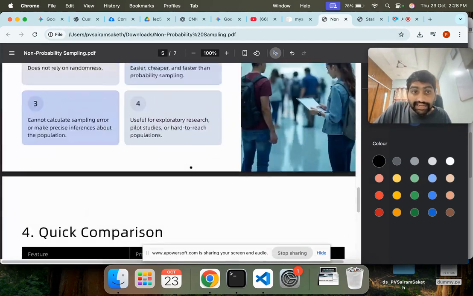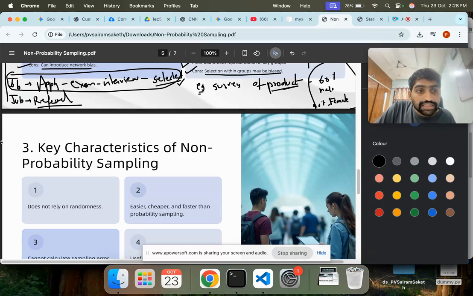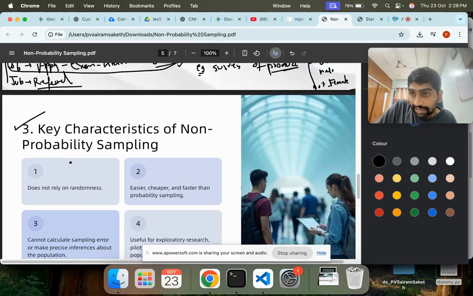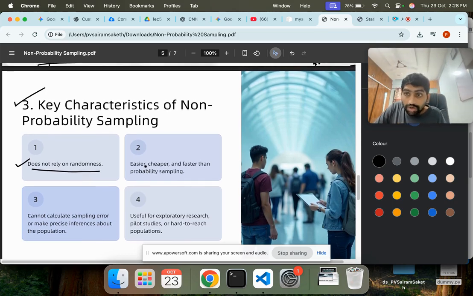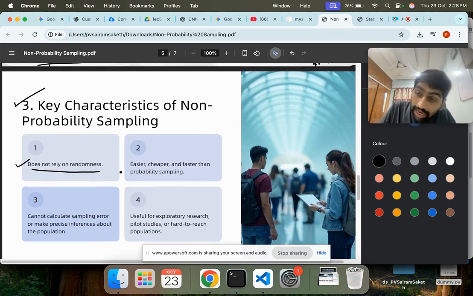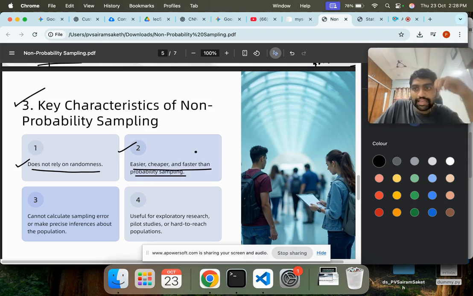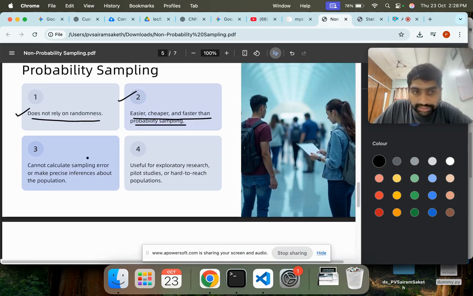These are some of the challenges we have. So what are the key characteristics of non-probabilistic sampling? It doesn't rely on randomness, meaning whoever you see, you take. You don't have to go to a particular area and do random sampling. This is one of the advantages. It is cheaper and faster than probabilistic sampling. Instead of fetching 500 people out of India and then taking the survey, which is costly and time consuming, we won't use that approach.